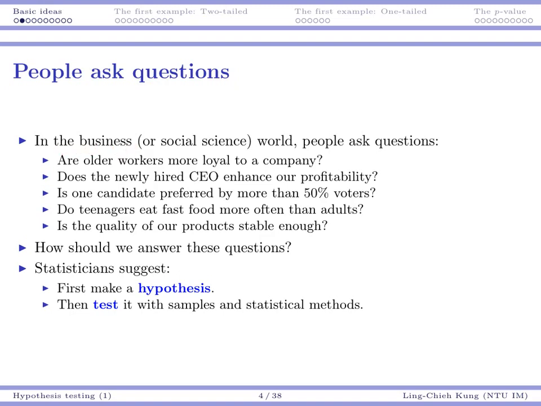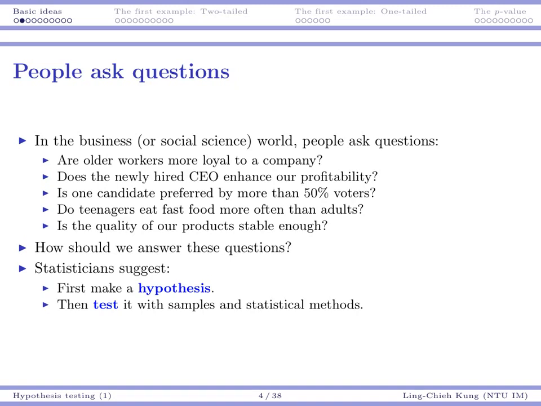When we are doing business or when we are doing social science, we always ask a lot of questions. For example, if I am running a company, I need to know how loyal my workers are to me. And I probably want to ask, if a worker is older, is it more likely for him or her to be loyal to me? Well, those are some questions I want to ask. Or when we hire a new CEO, I may need to confirm or verify whether this new CEO really increases our profit. Okay, we want to know this.